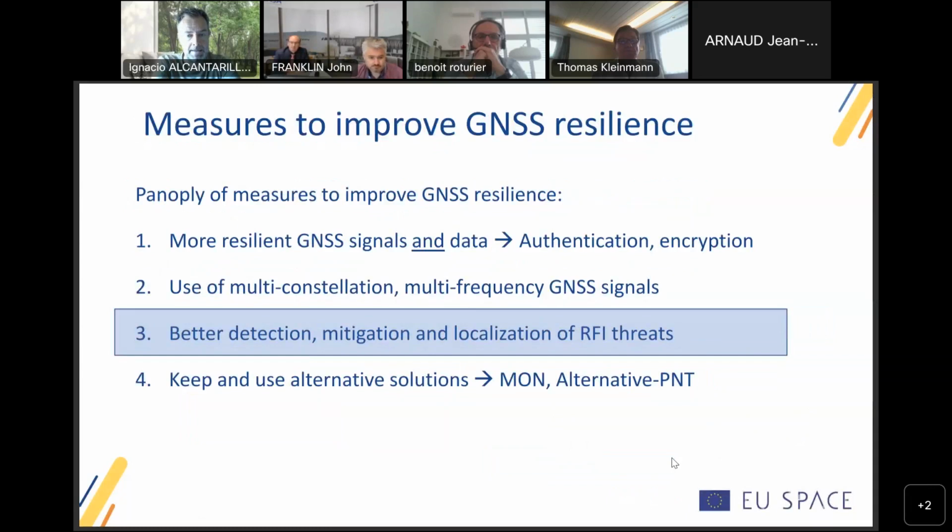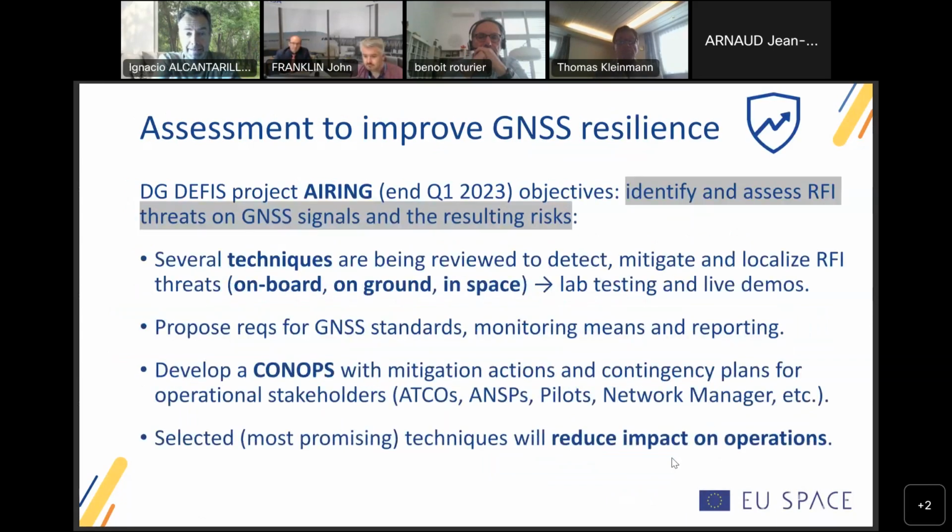Okay. So we have seen then measures to improve the signals of the GNSS themselves, measures to improve at receiver level how to make things more robust. Third avenue is to try to identify and assess RFI, so radio frequency interference threats, as quickly and as well as possible. For that, we launched already 1.5 years ago at DEFIS a project that we call IRING, that is still running, that is assessing how we can, through several techniques, detect, mitigate, and localize these RFI threats.